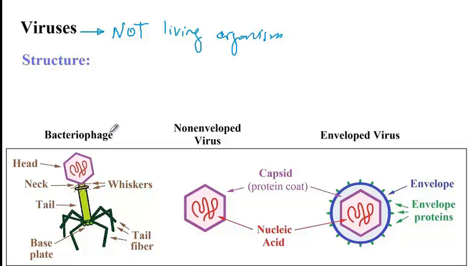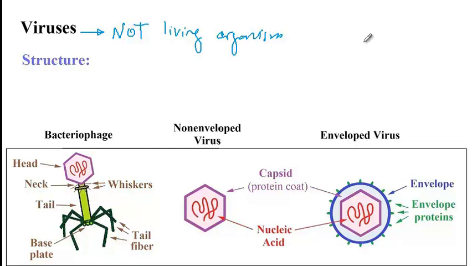Bacteriophages are the viruses that only infect bacteria. You can see that they have a head, they have a neck, whiskers, there's a tail structure, and then finally they have tail fibers that help them land on the bacterial cell. Then we have non-enveloped viruses, where you can see since it doesn't have a membrane around it, it's called a non-enveloped virus. Okay, and then those that have a membrane around it are called enveloped viruses.